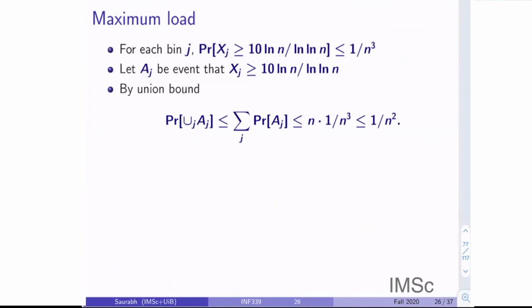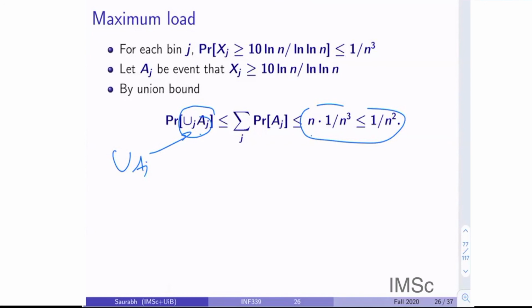Now, what is the probability of the union of the A_j? That is, at least one bin is greater than 10 ln n / ln ln n. This is exactly what the union bound handles. This is what we are interested in upper bounding. It is upper bounded by the summation of the probabilities of A_j, which is n times 1 over n cubed, which is 1 over n squared. And why is the union bound this? Because each A_j is an event.